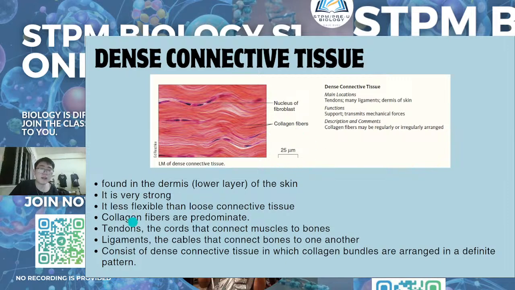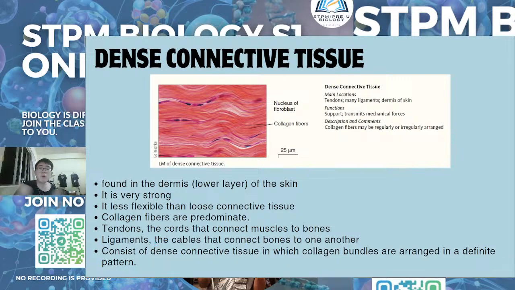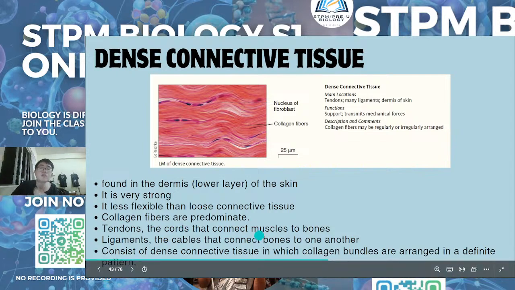So another example is tendon and ligament. So what are the tendon and ligament? You should know already. You already learned in Spain, right? So tendon is the tissue that connects the muscle to the bone, and ligament is the tissue that connects bone to bone. Tendon is muscle to bone, right?